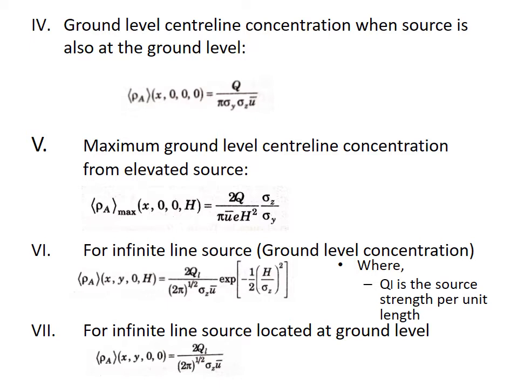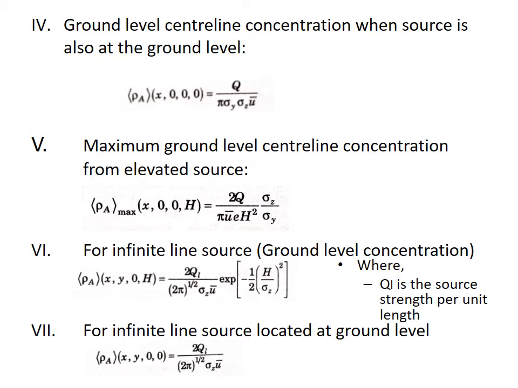Next case is the maximum ground level centerline concentration from an elevated source, which is given as rho A max (x, 0, 0, H) equal to 2Q by pi u bar e H square into sigma z by sigma y. Next case is for an infinite line source, where we are finding the ground level concentration. That is, if there are a number of stacks located close to each other.